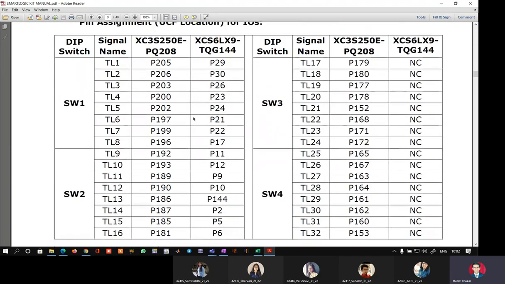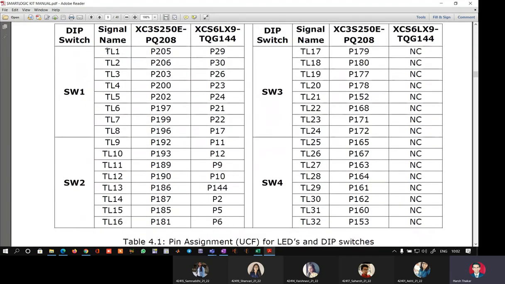And this particular table tells us which switch is connected to which pin number of the FPGA. So P stands for pin. So this is the first switch TL1. It is said that the first switch in the switch bank is connected to pin number 205 of FPGA. The second switch is connected to pin number 206.